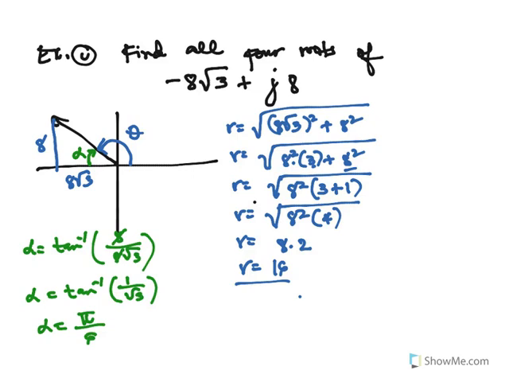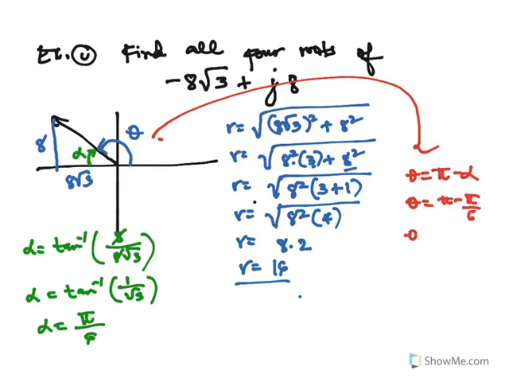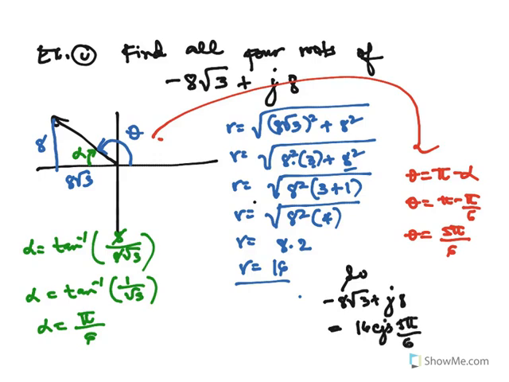So solving now for our theta, theta is equal to pi minus alpha, because the terminal side is in the second quadrant. So theta is equal to pi minus pi over 6, or 5 pi over 6. And so negative 8 square root of 3 plus j8 can be written in polar form as 16 cis 5 pi over 6. And so we start here and get the roots.